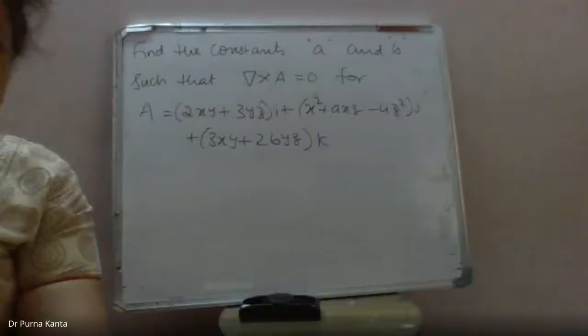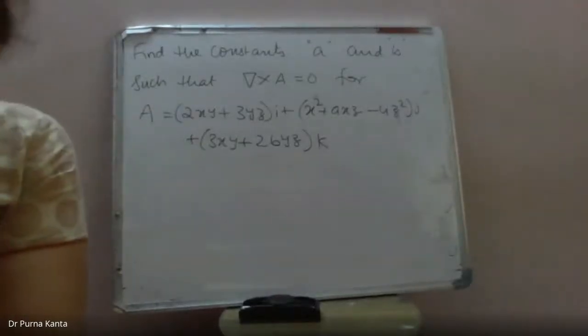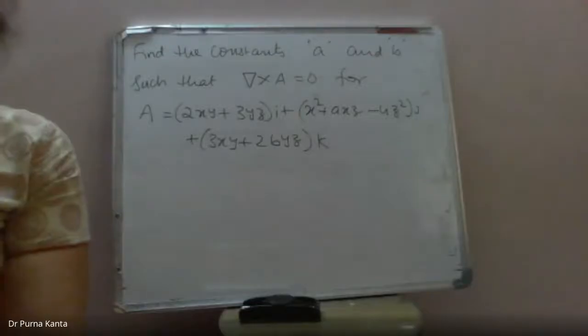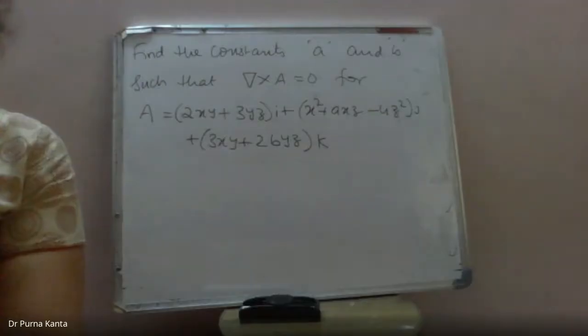Ma'am, a value is 3. Ma'am, a equals 3. b is equal to 4. a is equal to 3, correct. b value, plus 4 or minus 4? Check your answer once, it should be minus 4. Okay.